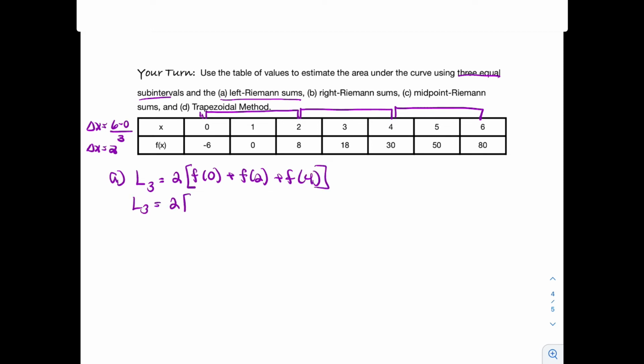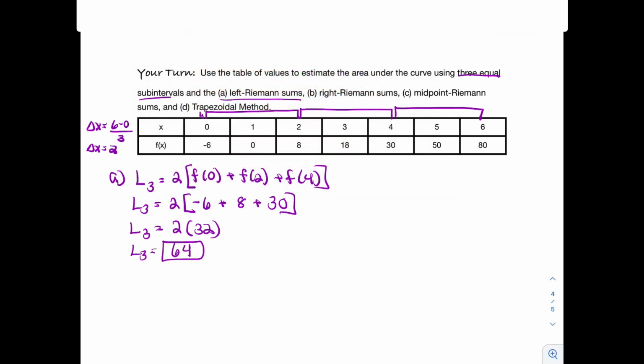Looking at the table, I know that f of 0 is equal to negative 6, f of 2 is 8, and f of 4 is 30. Taking negative 6 plus 8 plus 30, and timesing that by 2, we end up that our left-Riemann sum approximation with 3 subintervals for this table of data is 64.